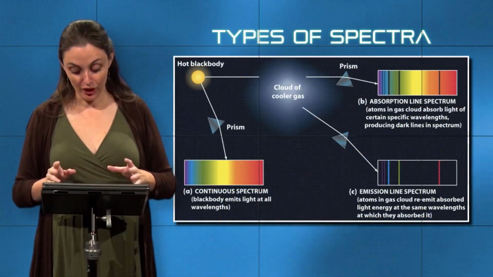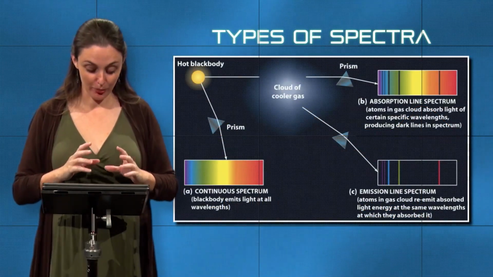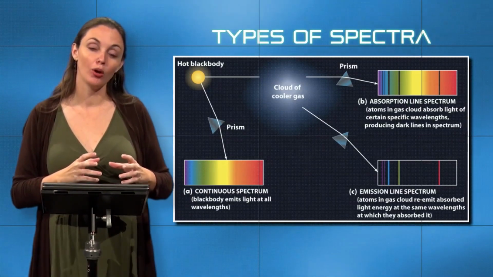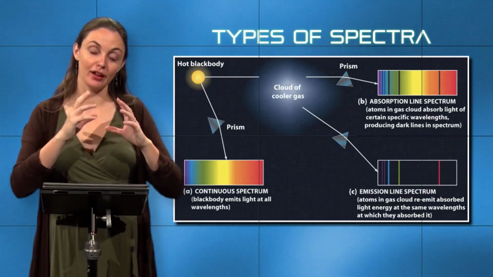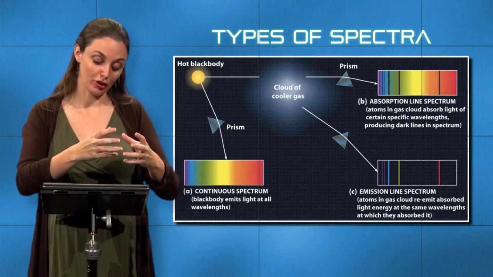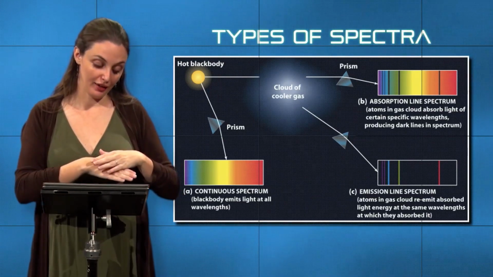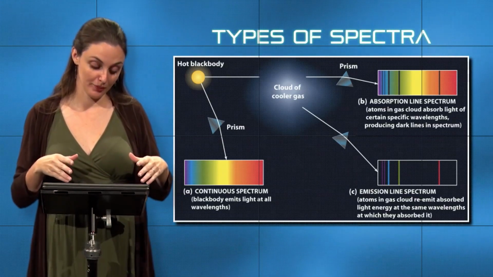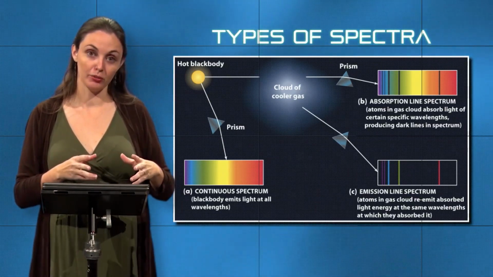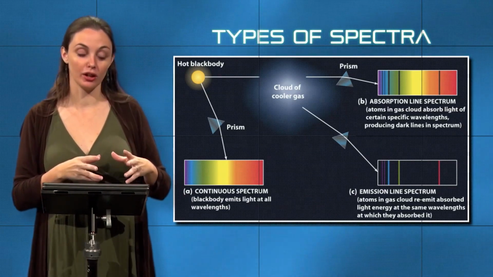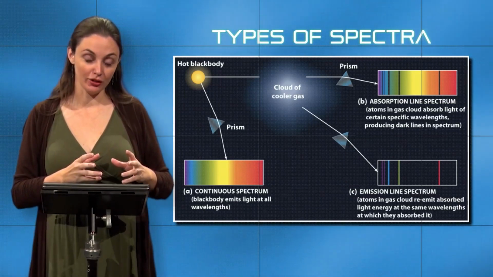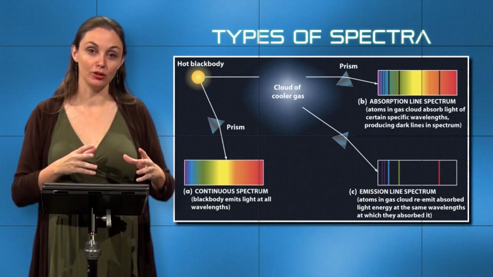Okay, so again, we've got all of these different types of spectrum, and a continuous spectrum is something that's going to be produced when you have a hot object, like let's say light from the sun, that light traveling through a prism, and that light being projected onto a surface. The continuous spectrum from a hot object, and we're going to call these hot objects black bodies, these hot objects are going to produce a continuous spectrum.